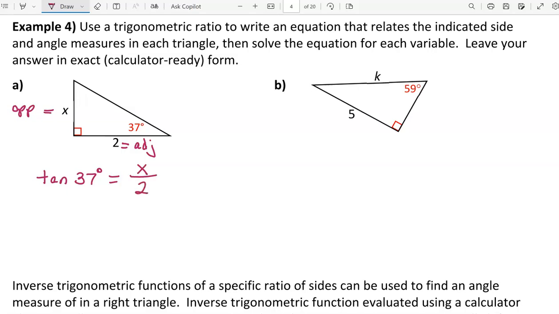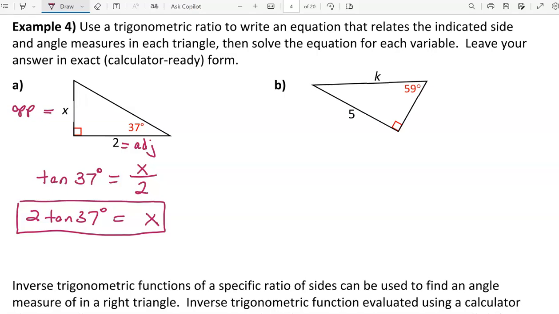Now we have an equation that has the variable x in it, and we can solve for x by multiplying both sides by 2. So 2 times tangent of 37 degrees, and you don't have to write the times sign there, is equal to the value of x. That's what we call a calculator-ready answer, and that's all we're going to do for now.